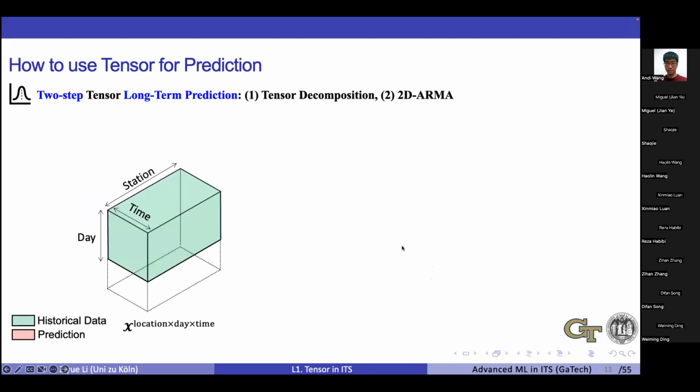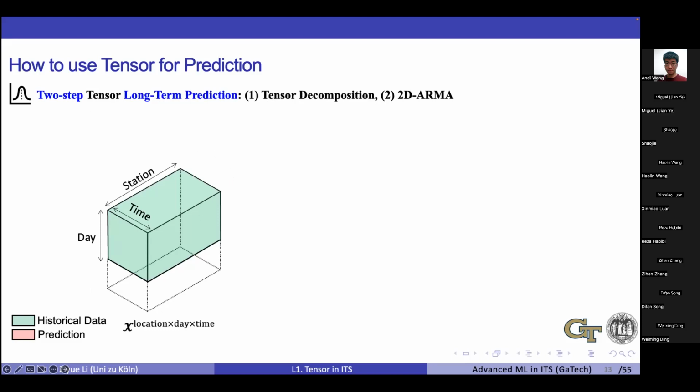So I will introduce two methods now. How can we use the tensor and the tensor decomposition for prediction? I will start from the long-term prediction first, and then the short-term prediction second. For the long-term prediction, we use a two-step tensor decomposition, which means in the first step, we decompose the tensor, and in the second step, we use the typical time series model. So how do we do that?